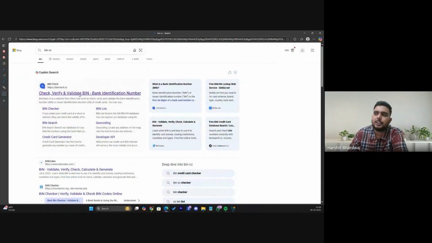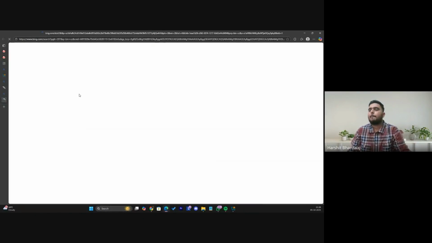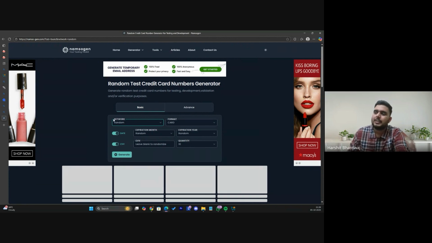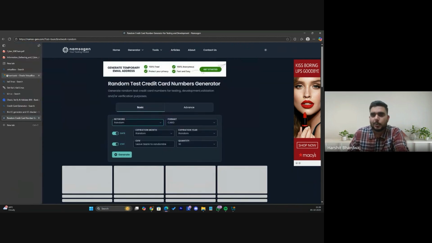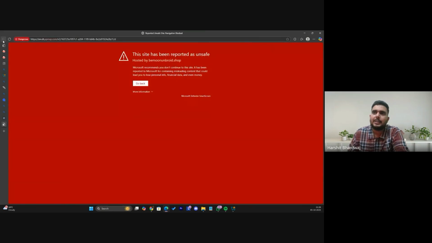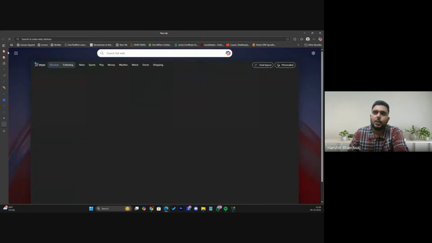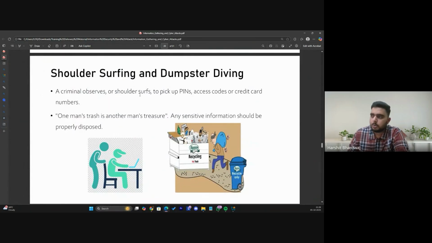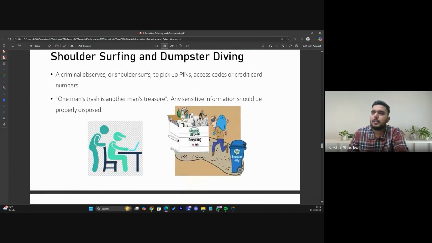So this is the BIN checker we have. On these kinds of websites, you can put in your BIN number and generate some credit cards. I won't say that all of these credit cards will work, but still somebody can get some useful information out of this, and these credit cards can actually be used on some of these OTT platforms to do things. All right, so that is also something.